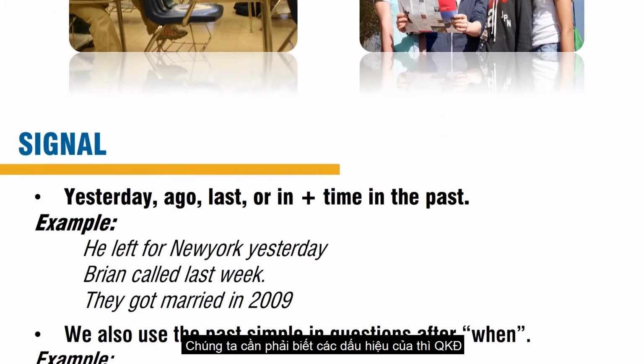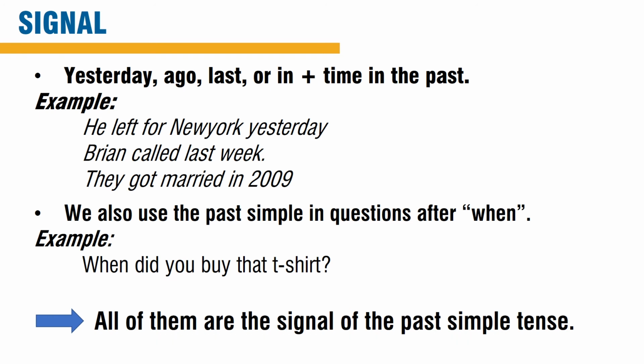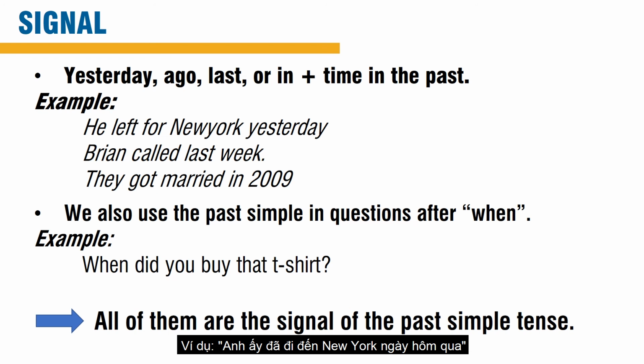So we need to know when it happened. For example, yesterday, ago, last, or in plus time in the past. Example: he left for New York yesterday. Brian called last week. They got married in 2009. We also use the past simple in questions after when. Example: when did you buy that t-shirt? All of them are the signal of the past simple tense.